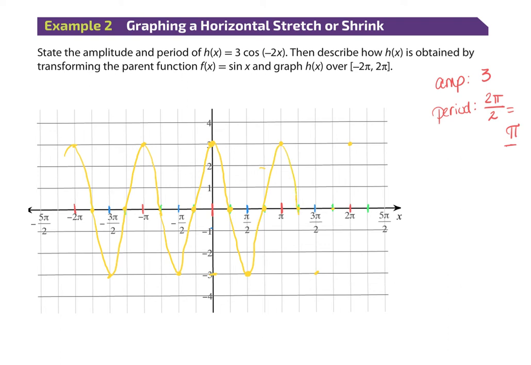All right, questions on the period? All right, and it keeps going. So one cycle is from here to here. That should be 1 pi apart. You can check it, because all of your peaks should be 1 pi apart. All of your valleys should be 1 pi apart, because that's what you told me your period was.